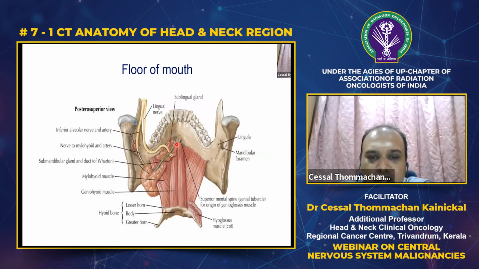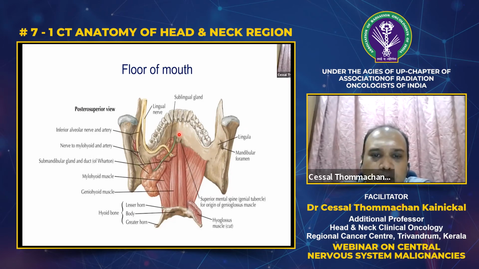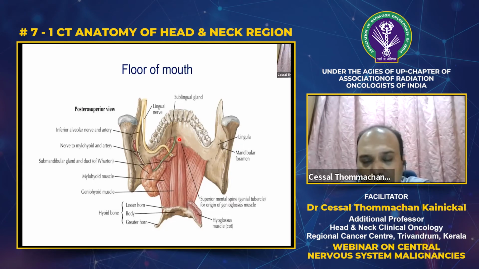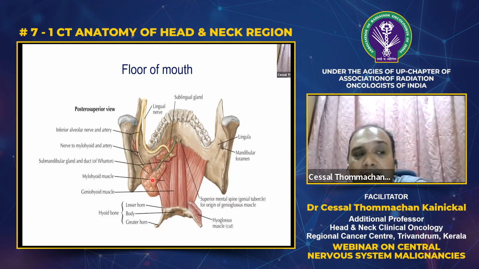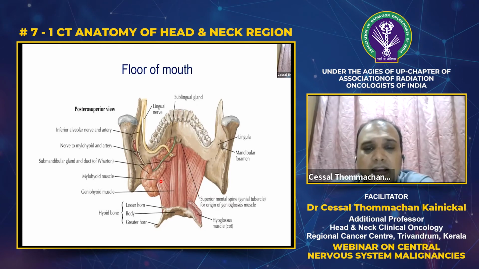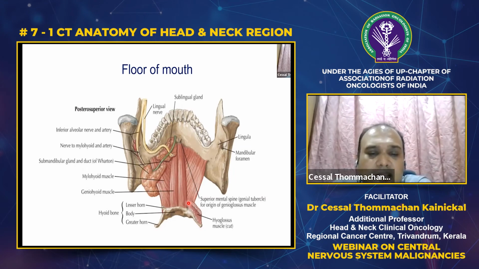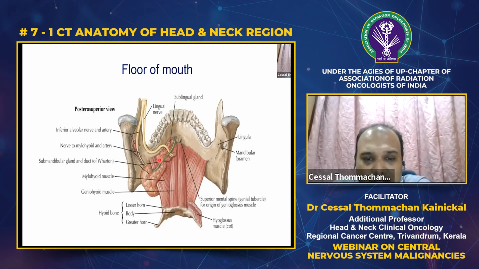Then you have the geniohyoid. The geniohyoid muscle arises from the superior mental spine, or superior genial tubercle, which is the origin of the geniohyoid muscle. Then the inferior genial tubercle gives origin to the genioglossus muscle. This is a geniohyoid muscle. It is inserted into the hyoid and forms the floor of mouth. The other muscle is the anterior belly of the digastric. This is the anterior belly of the digastric, which I will discuss when I discuss level 1A.